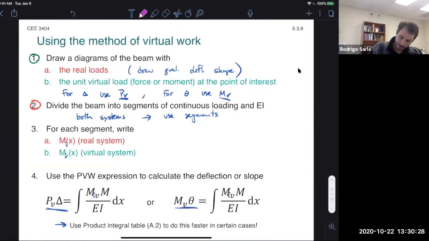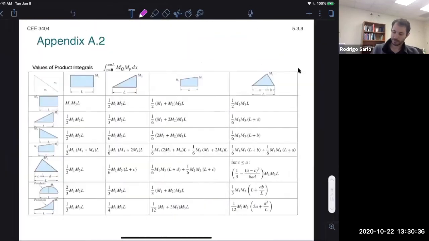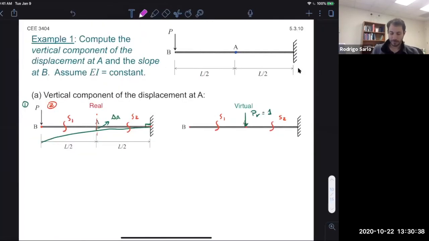Step 3, do that in purple. All right, so this is the hard part. For each segment, we need to write an equation for the internal moments in each one. All right, so I'll start with the real system, step 3. Okay, and I'll start with section 1.